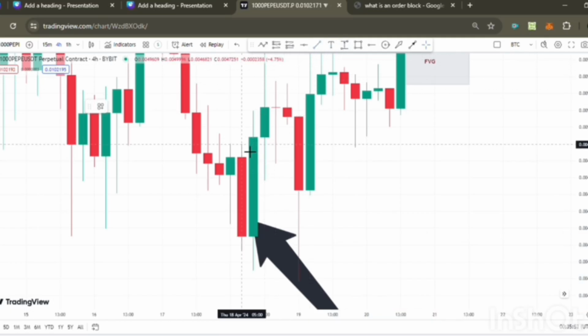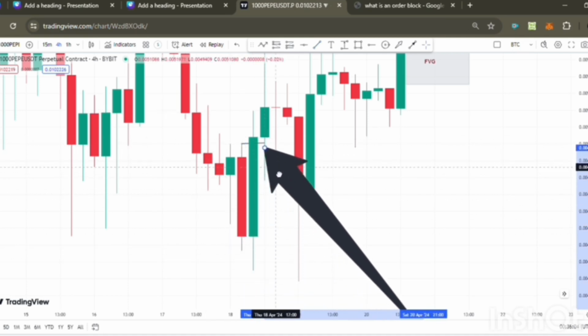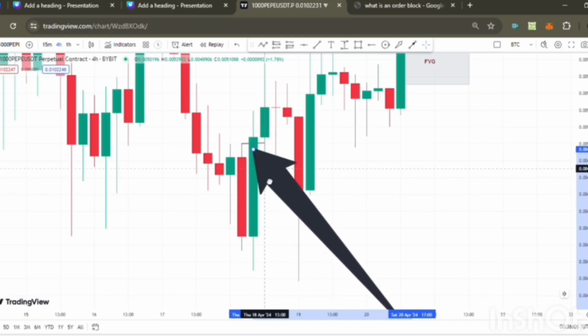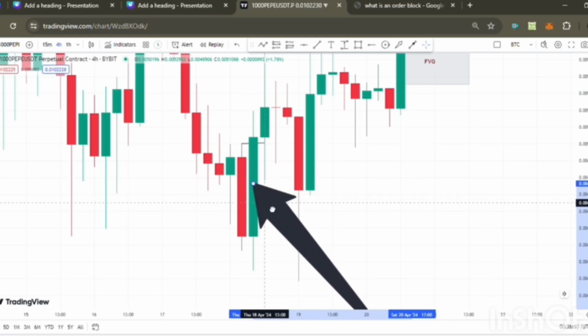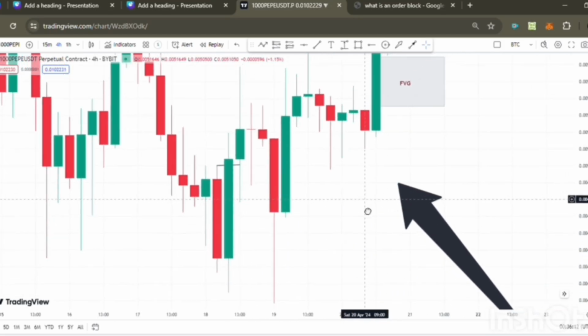From the upper wick and here, it completely overlaps, like it covers the body of the middle candle, which is this bullish candle here in the middle. So we can now say that this is not an order block. This is not an order block, right?